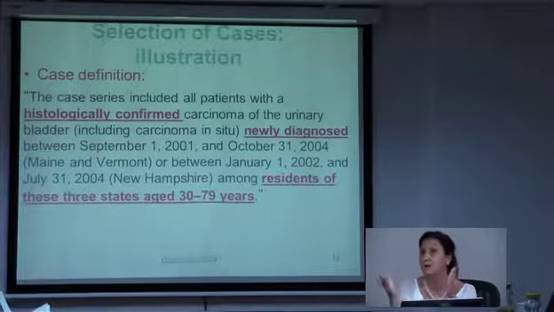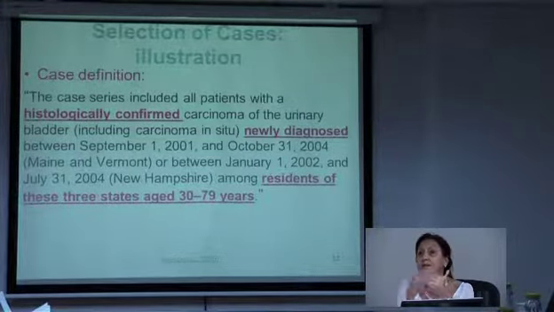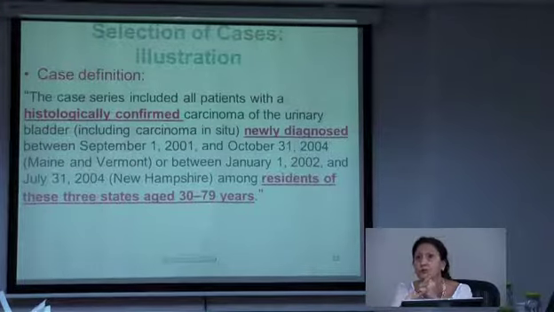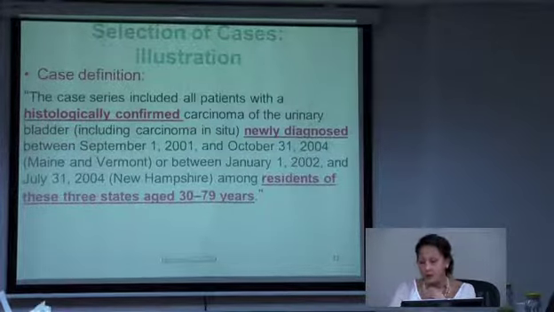So they are, of course, excluding anyone who's less than 29, who's not a resident, and of course they have a definition for what is a resident, so this person has been in this area for a certain period of time. Very important, and keep it in mind, newly diagnosed, because we're coming to it. Okay, so this is the case definition.